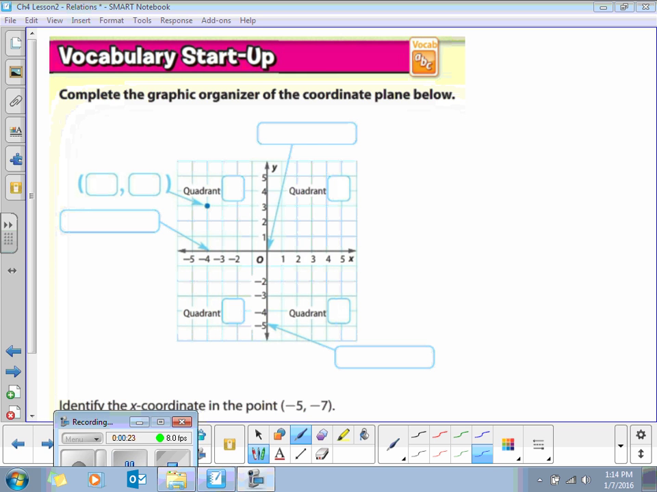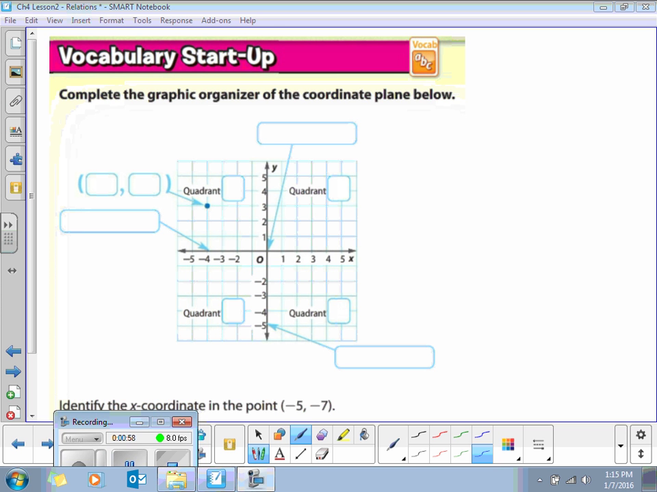Now, the reason why this is a little review of the coordinate grid is because, who can tell me what a relation is? Can anybody tell me what a relation is? It's a set of ordered pairs. Very good. It is a set of ordered pairs. So since we're looking at sets of ordered pairs, x comma y, this coordinate grid is where you put the ordered pairs, right? You remember you graph the ordered pairs on the coordinate grid.